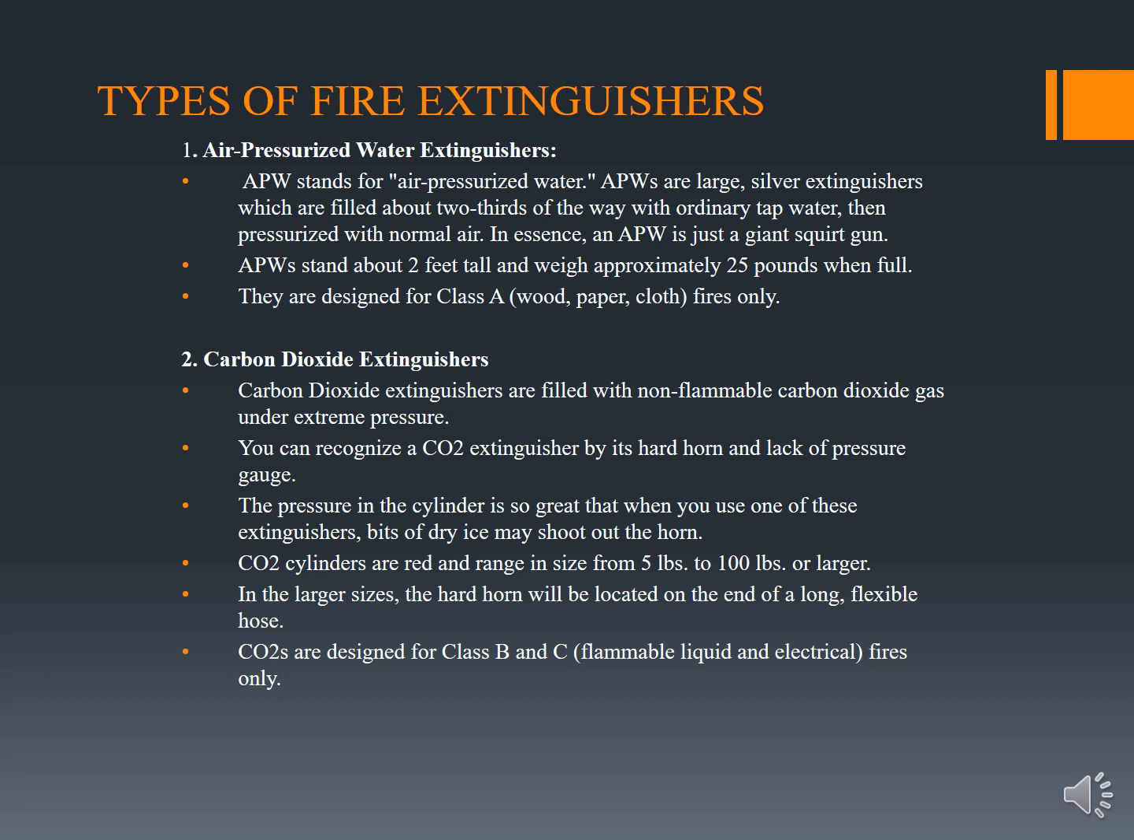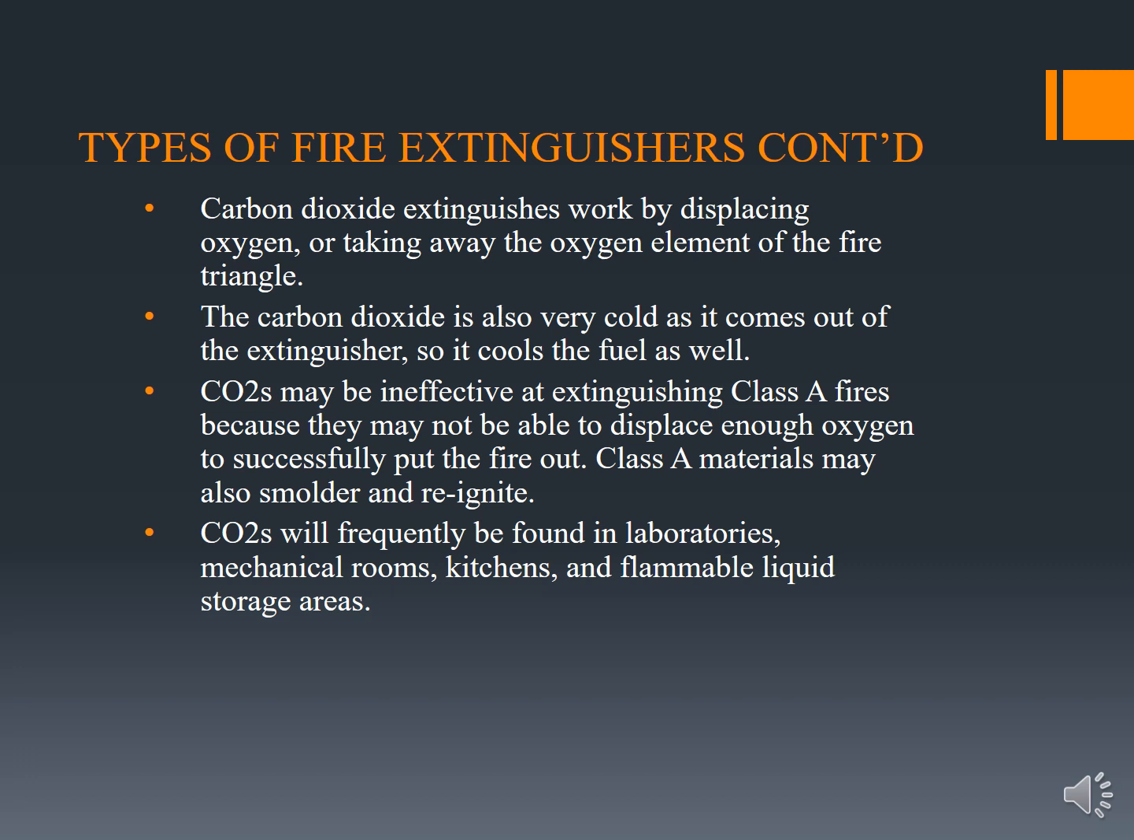The CO2 cylinders are red and range in size from 5 pounds to 100 pounds or larger. In the larger sizes, the hard horn will be located on the end of a long, flexible hose. The CO2s are designed for Class B and C fires. Carbon dioxide extinguishers work by displacing oxygen or taking away the oxygen element of the fire triangle. The carbon dioxide is also very cold as it comes out of the extinguisher, so it cools the fuel as well.